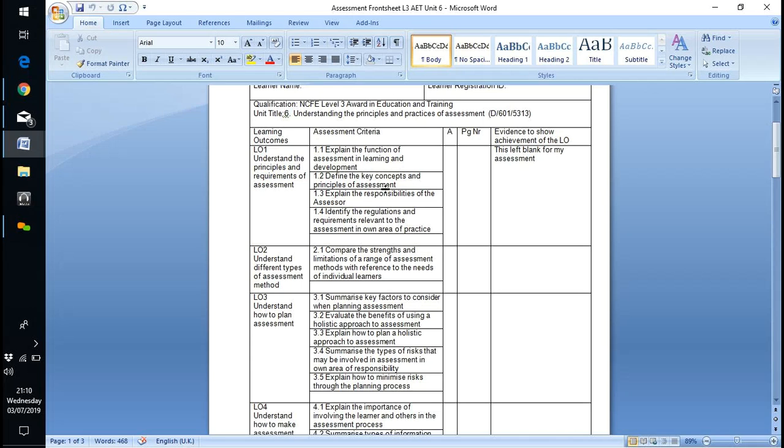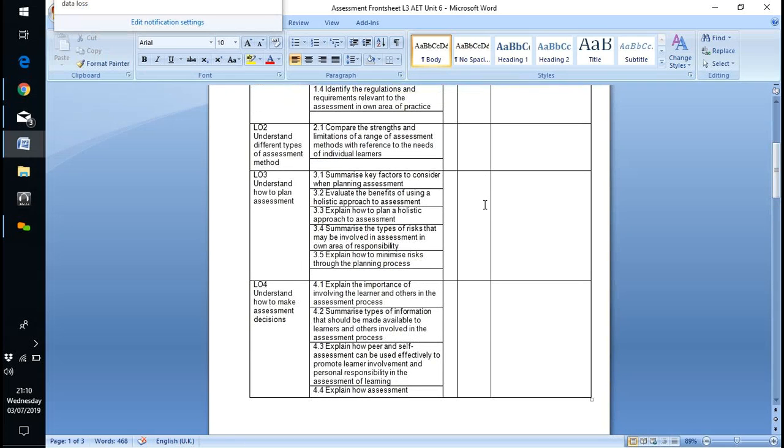But it looks at the key concept of principles of assessment. That is general, yeah? That's a whole range of assessment methods in a whole range of circumstances, from academic through to practical, yeah? And again, the different types of assessments that you can use in different circumstances.